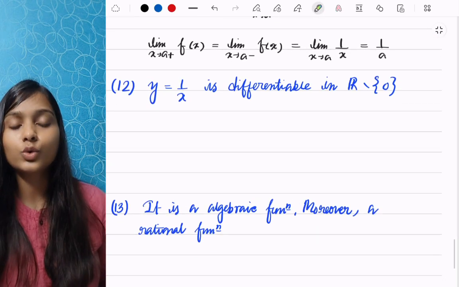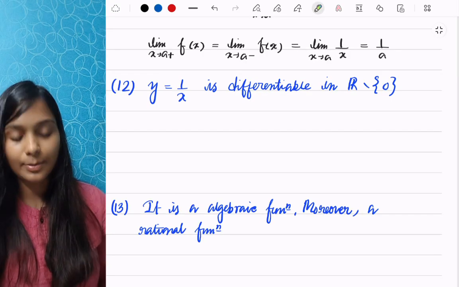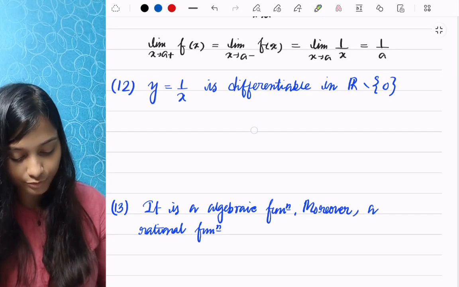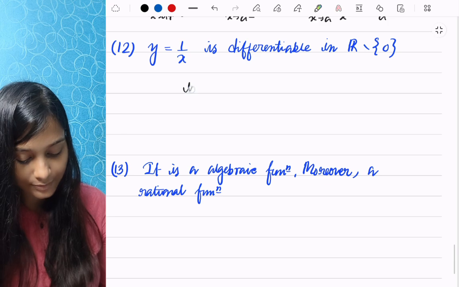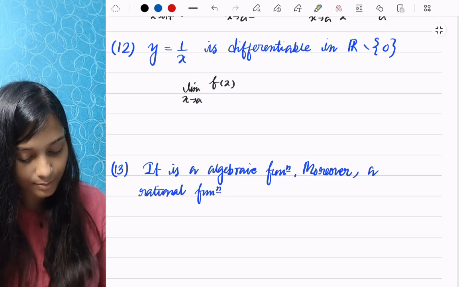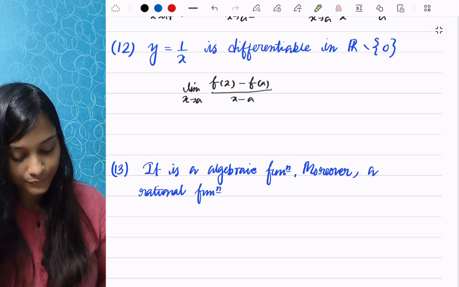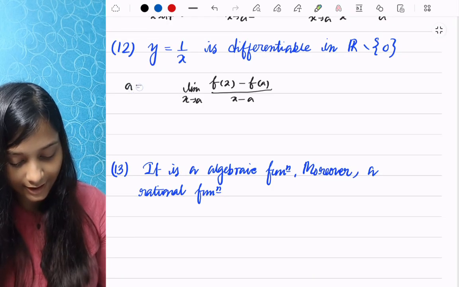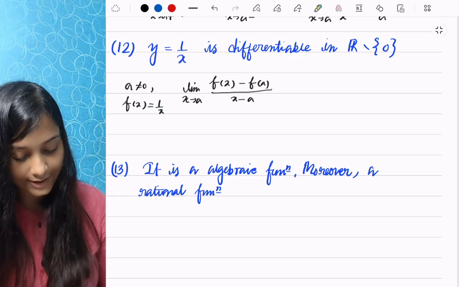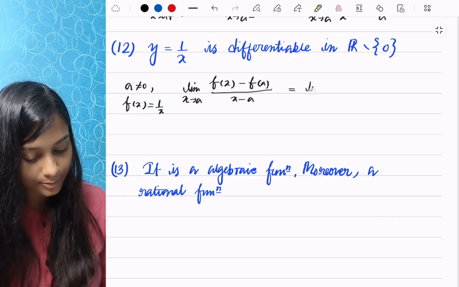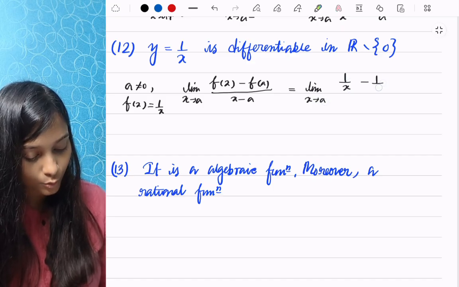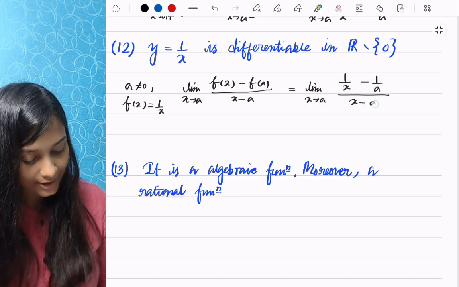Next is y equals 1 by x is differentiable in R minus 0. So let me prove it. For differentiability, we must have that limit x tends to a of (f(x) minus f(a)) by (x minus a) should exist. Here we are taking a not equal to 0 and f(x) to be 1 by x. So we have limit x tends to a of (1 by x minus 1 by a) divided by (x minus a).